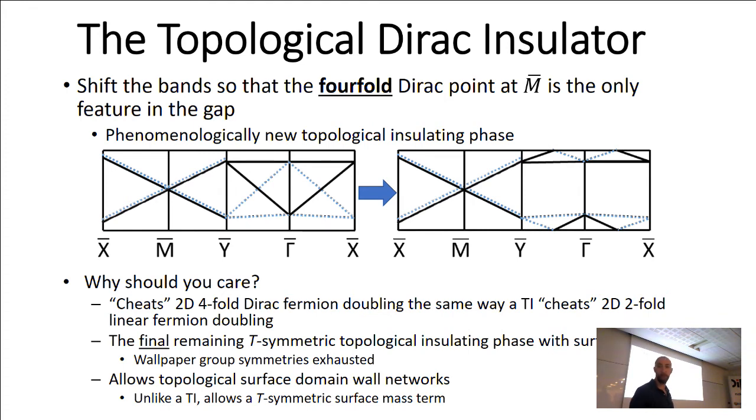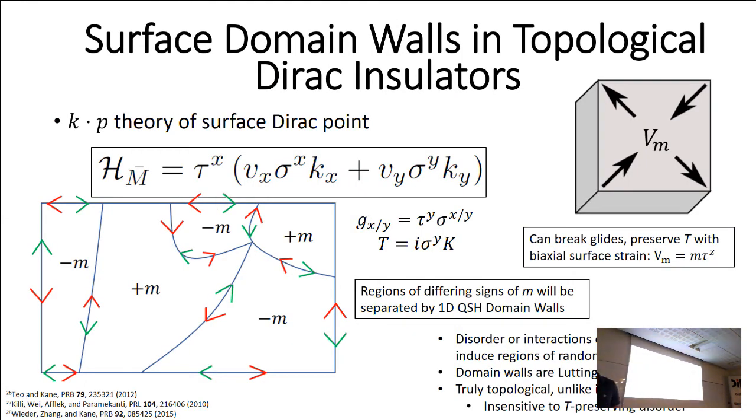And finally, it turns out that these systems have this additional property where I can add a term to the surface and gap the surface state while keeping time-reversal symmetry, which in some sense you think ruins its topological character, because the whole point of a topological insulator is that I can't gap it. But here I actually get something very interesting. So I could imagine sprinkling disorder on the surface, and I know that this disorder is going to mess up my glides, but it's going to keep time-reversal, since it's not magnetic. And so you could imagine, if it's random, that it's going to induce pockets that are different signs of the single mass term that's allowed.